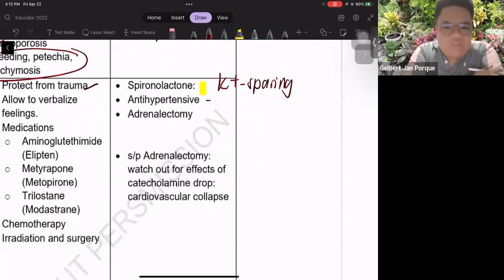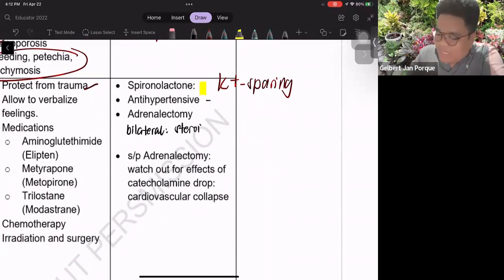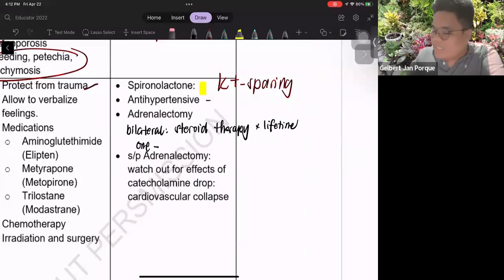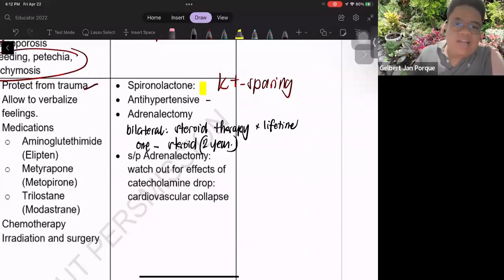So, class, adrenalectomy, if it's bilateral, the tendency is that your patient would need steroid therapy for a lifetime. Then, class, if only one adrenal gland has been removed, your patient might need steroid therapy for 2 to 3 years. Okay, steroid therapy, class, for 2 years, to give the other adrenal gland an opportunity to adjust.